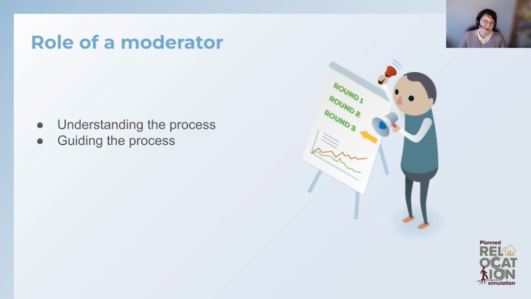Now, we said at the beginning that this is the workshop for moderators, and David already mentioned that you will understand a bit better why, if this planned relocation simulation is good as a tool for your purposes. So let me maybe start explaining what exactly the role of the moderator is when it comes to the planned relocation simulation. So first and foremost, as a moderator, you need to understand the process that participants are going through. So in short, you need to understand the rules of the game.